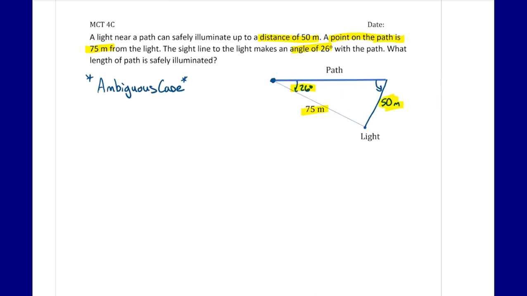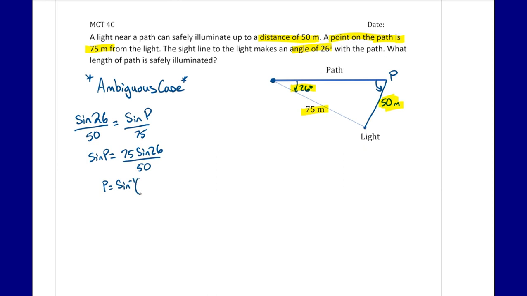What we're going to do first is find out what is that angle to begin with. What is this angle here? We know there's going to be an ambiguous case, but I need to find that angle first. So I'm going to do the sine law. So we'll do sine of 26 over 50 is equal to sine of, we'll call it P for path, over 75. Sine P is equal to 75 sine 26 divided by 50. P equals the inverse of sine 0.657. P equals 41 degrees.